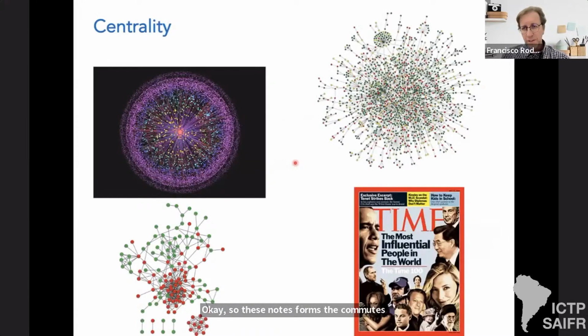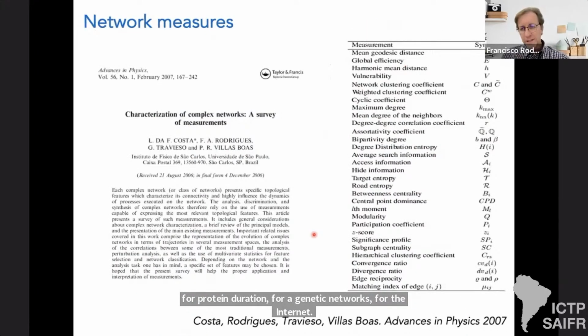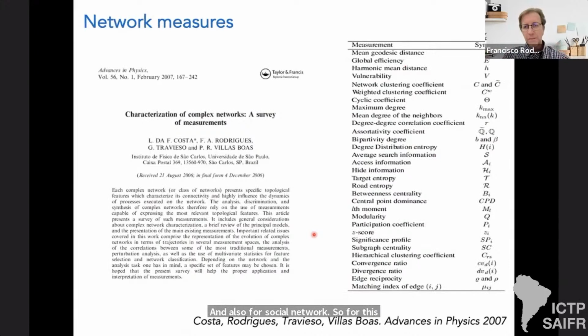Another important property of the network is the centrality. In centrality, we have some nodes that are very important for information transmission, for example. In this case, we have a hub, and the hub is connected to a lot of nodes, okay? But not only the hub is the most central. We can have, for example, nodes that are in the periphery of the network, but connected to big areas. They present a high betweenness centrality, so these are also central nodes. And centrality is important for protein interaction, for genetic networks, for the internet, and also for social networks.